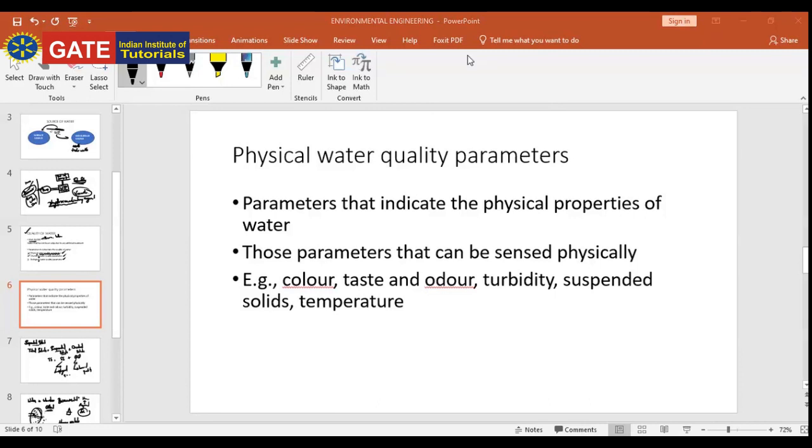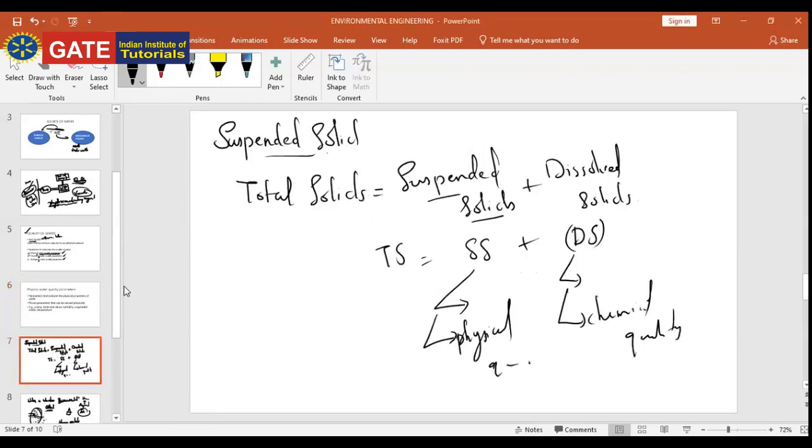Okay. Now we'll be moving on seriously into each of the physical water quality parameters. What is the first physical quality parameter which we are going to discuss? It is suspended solids. So, what is suspended solids? Any solid matter that is suspended in the water and can be visible to our eyes can be called suspended solids. Before studying suspended solids, we need to study this concept.